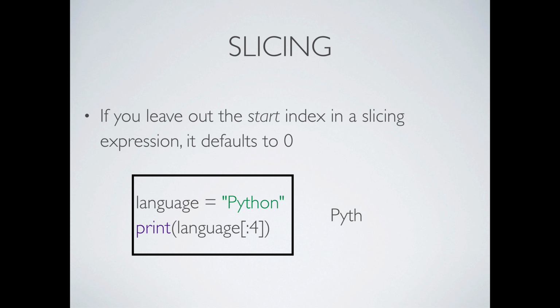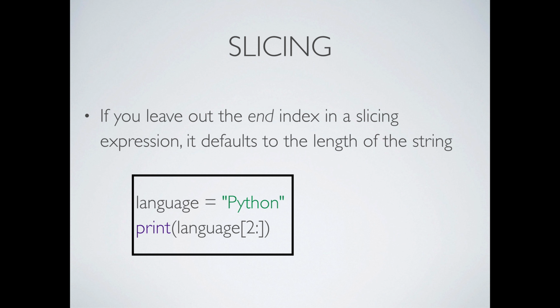You can do the exact same thing with the ending index. So you can leave out the end index in a slicing expression, and this will just default to the entire length of the string. So it'll default basically all the way through the string. In this case, we're starting at 2, which is going to be that character T, and then it'll just print out the rest of the string. So this will be THON.